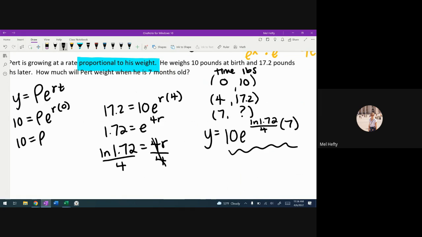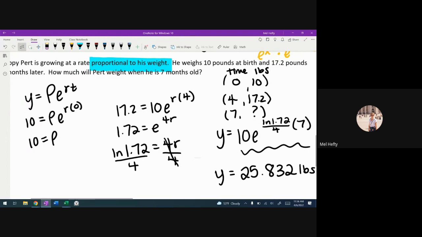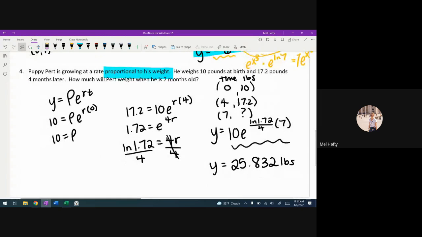You're going to plug this into your calculator. If you did, you should have gotten somewhere slightly north of 25 pounds. I would encourage you, even if you are not going to check the whole answer, to at least sanity check it. If I got 500 pounds for a puppy, I would be a little concerned. If I got that he was going to weigh less than 17.2, I would be concerned because I already know he's growing. He's not shrinking as a puppy. So you want to make sure you're making sense of that answer.